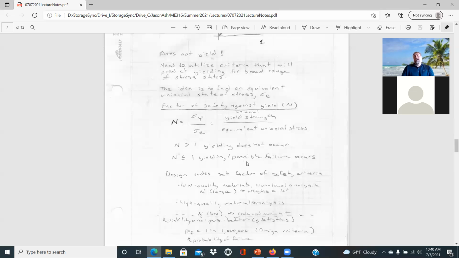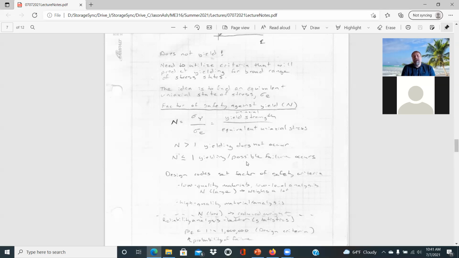Whereas if you move to more high quality materials, you have better control on your processes so that the materials are more uniform from part to part. And you have a higher quality analysis. You figure out what those stress concentrations are, and have a better handle on the actual state of stress. Then you can have a lower factor of safety for your application, which just generally translates into a reduced weight for that object.